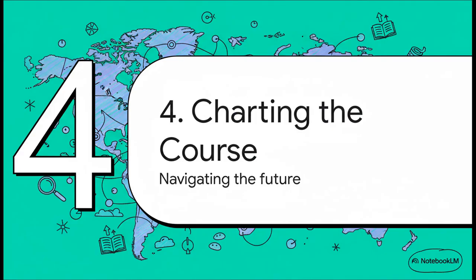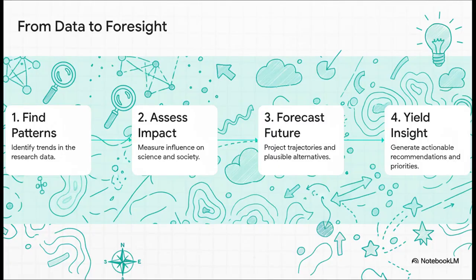So what's the whole point of this? What's the end game for all this mapping? Well, it isn't just about creating a cool historical record of where science has been. It's about using those maps to chart a course for where we're going next. The ultimate goal is to move from just having data to having genuine foresight. And that's a 4-step journey.